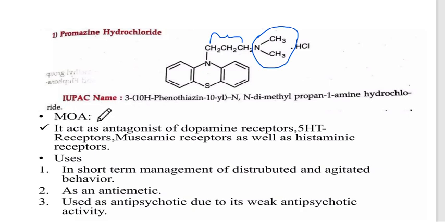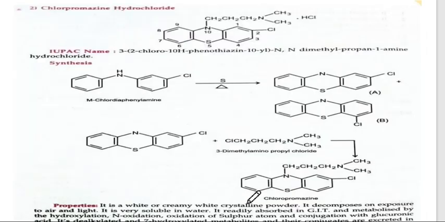Okay, the mechanism of action: it acts as an antagonist of dopamine receptors. All the antipsychotics are antagonists of dopamine receptors, 5-HT receptors, muscarinic receptors, as well as histaminic receptors. Now these are used in the short term management of disturbed and agitated behavior, also as an antiemetic, that is to avoid vomiting. It is used as an antipsychotic due to its weak antipsychotic activity.